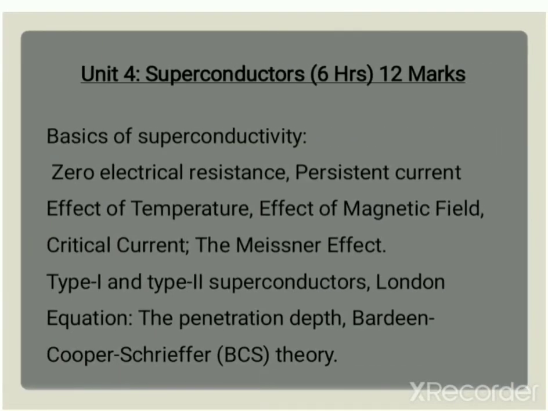Unit 4 is superconductors and this unit has a weightage of 12 marks. Under this unit we study the basics of superconductivity and its properties like zero electrical resistance, persistent current, effect of temperature, effect of magnetic field, critical current, the Meissner effect, then the types of superconductors, type 1 and type 2, the London equation, the penetration depth, and the Bardeen-Cooper-Schrieffer, that is BCS theory, under this unit.